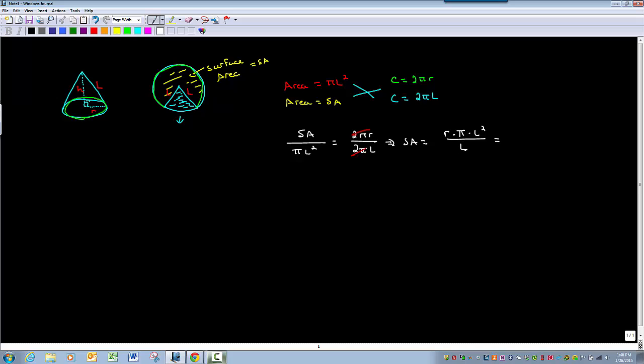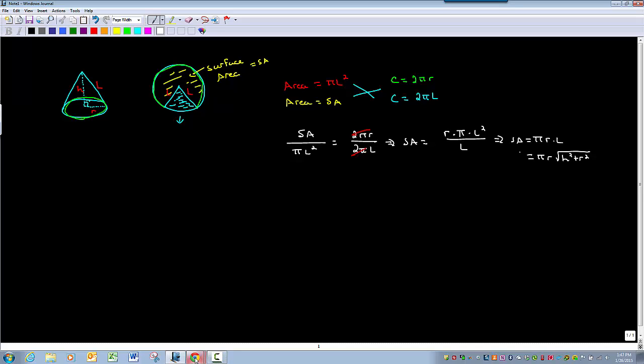Now L's a positive number here. L's non-zero, right? Okay. So we can say that the surface area is equal to pi times r times L. Or another way of saying that is that surface area is equal to pi times r. Now, because I made a right angle here, L is equal to the square root of these two guys. So we'll go h squared plus r squared, just like that.